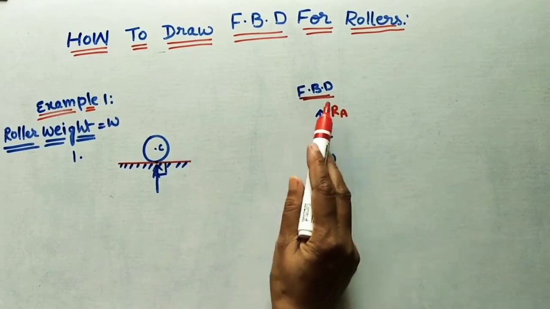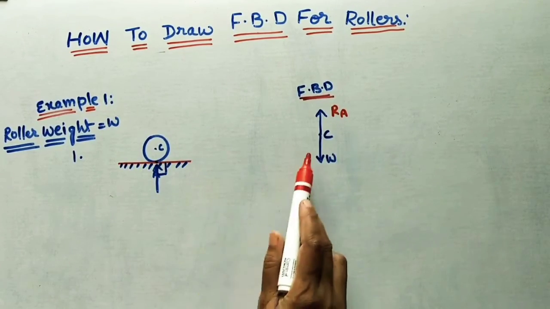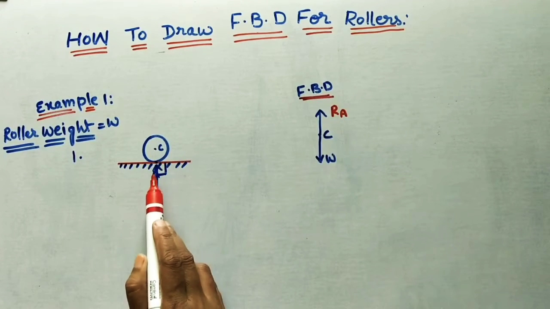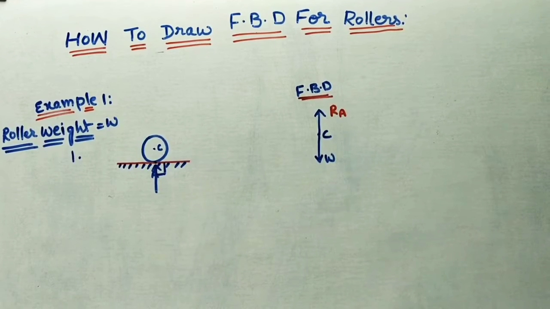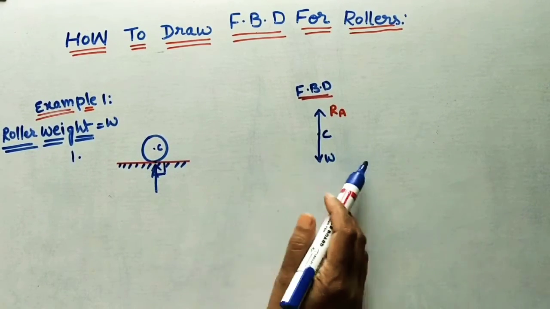What we did here in FBD, we have removed this surface. Instead of this surface, at the contact point, we are taking the reaction of that surface. So it is called FBD, free body diagram.